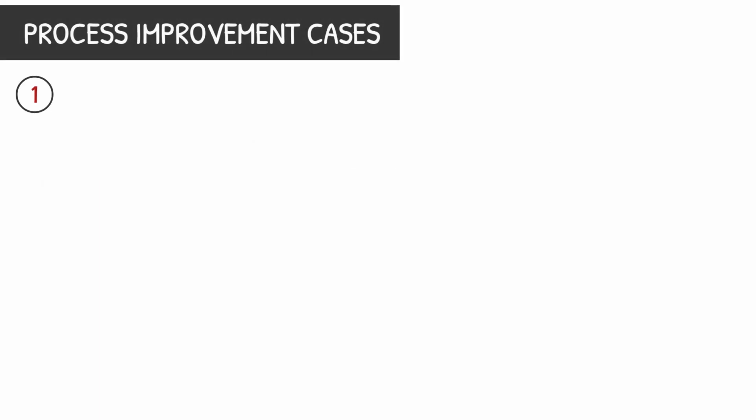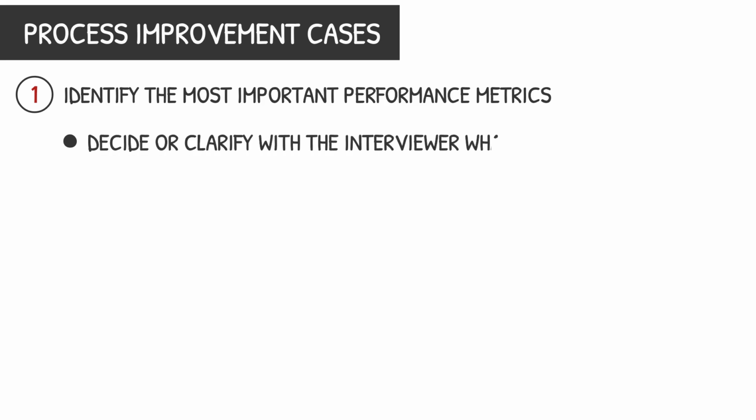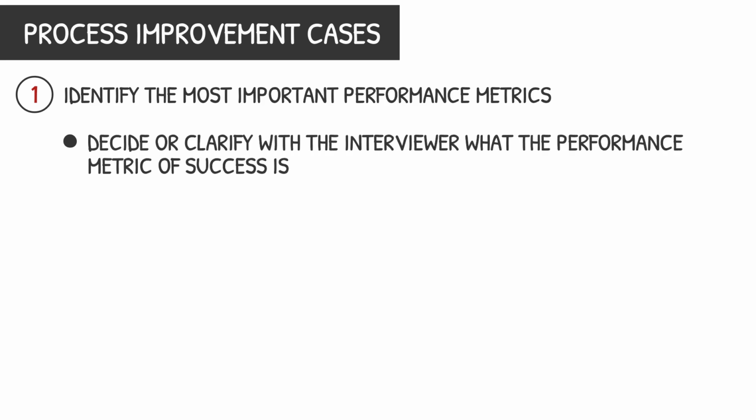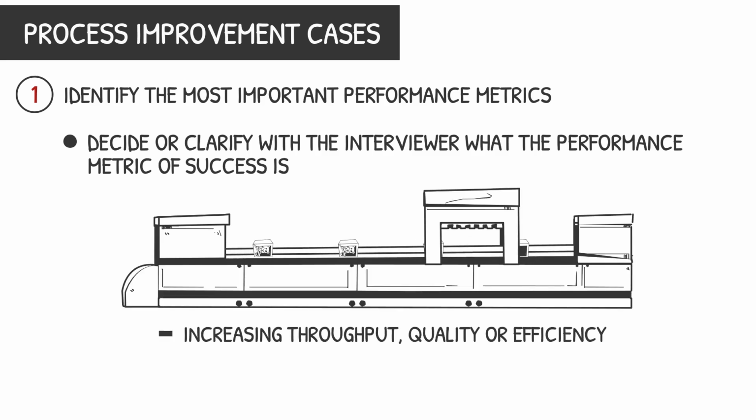The first step is to identify the most important performance metrics. For the first step, decide or clarify with the interviewer what the performance metric of success is. Improving a process can mean many things, such as increasing throughput, quality, or efficiency.